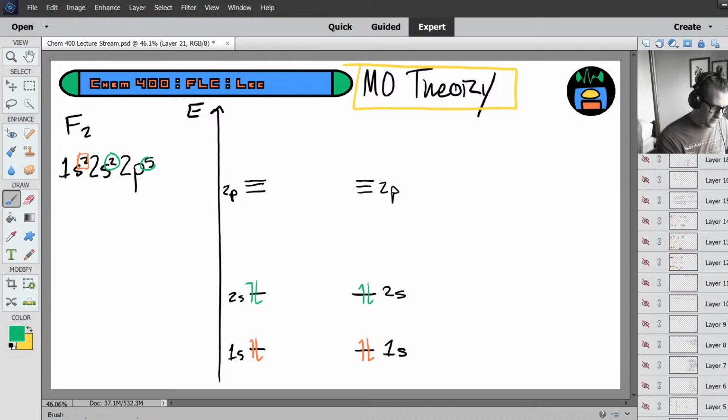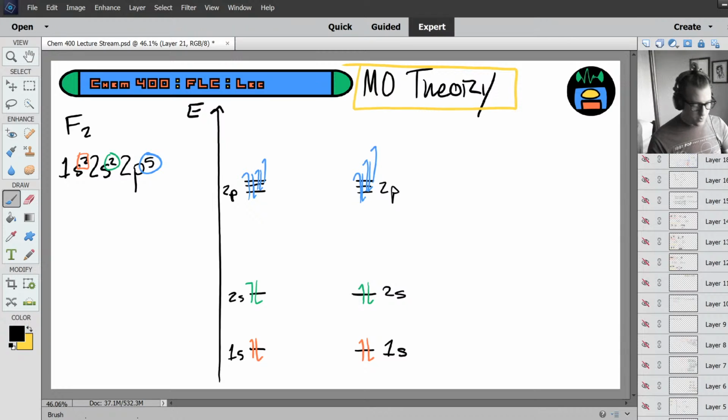Finally, we have 5 electrons in our 2p orbitals, and so here they'll go. I'm going to try to draw this as clearly as I can. 1 and 2, 1 and 2, and then just one single electron.